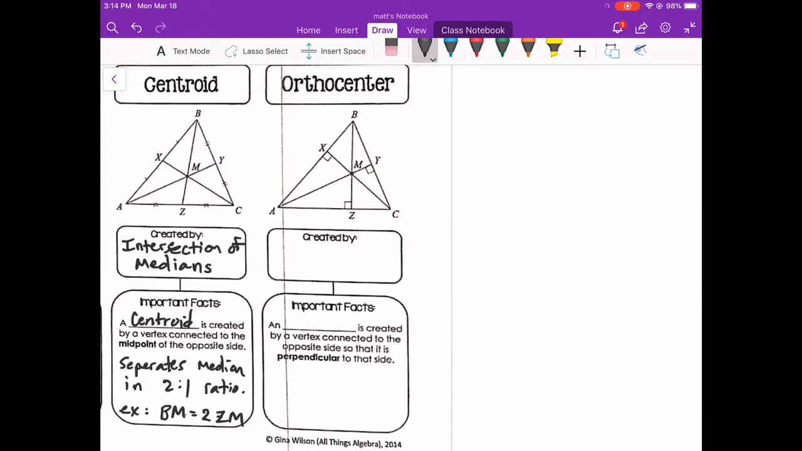Our next point of concurrency is the centroid. This is the intersection of the medians. Remember, a median goes from an angle to the opposite side's midpoint.